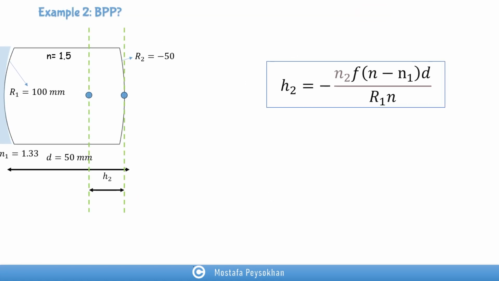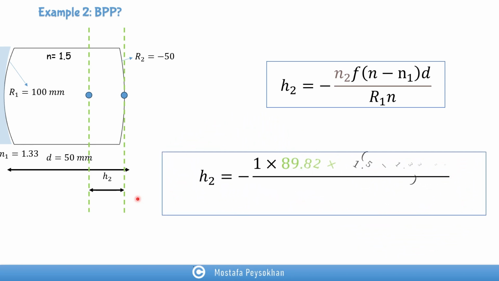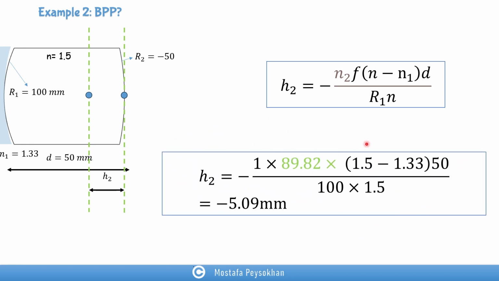Now, in order to find H2, we have to put those numbers into this equation, and we get this value. N2 is 1, times 89.82, times 1.5 minus N1, which is 1.33, times the distance D, 50, divided by R1, 100, times 1.5. So H2 is negative 5.09.